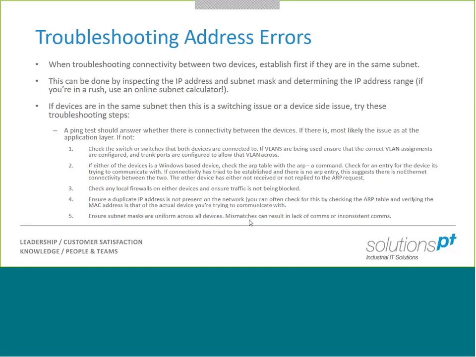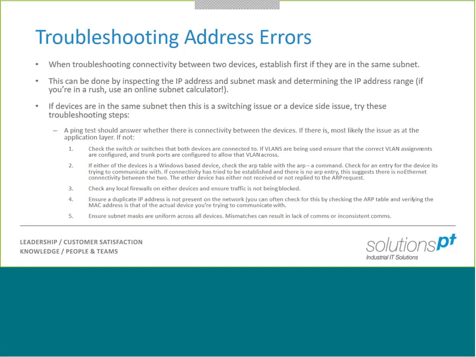So it's good to have some troubleshooting steps you can follow if you ever do find yourself in that situation. So really, the first thing you want to establish, let's assume you're troubleshooting 2 devices that can't communicate with each other, is: are they in the same subnet or not? Because that will determine what your troubleshooting steps are going to be.